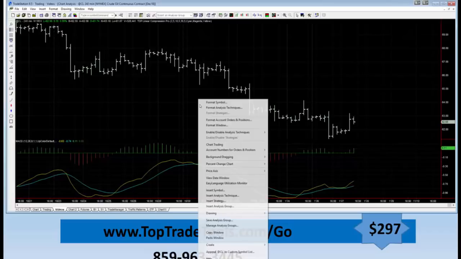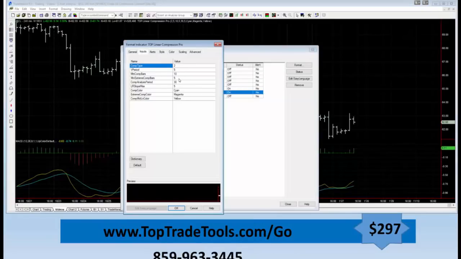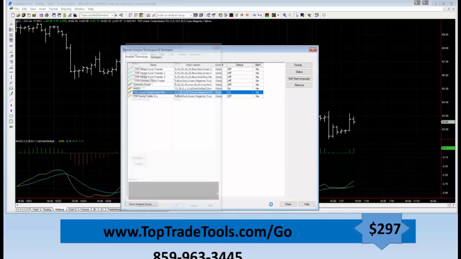So I'm going to pull up my format. I'm going to put it on 2. Okay, it stays on 2. And then minimum compression bars, I'm going to move to 5. That's what I typically like to have in my charts.